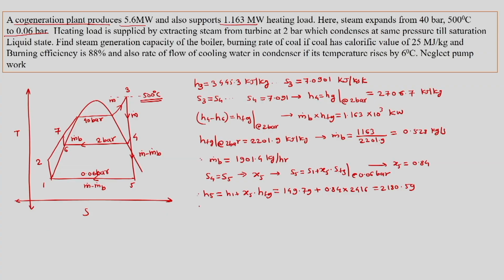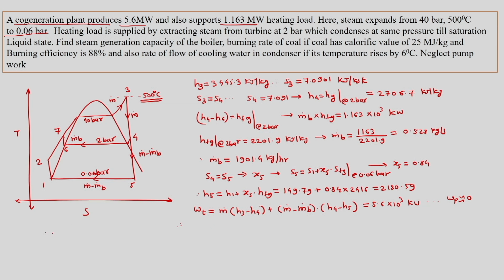Now we can find the turbine work, since turbine work is equal to m dot into H3 minus H4, plus m dot minus m dot b into H4 minus H5. The turbine work is known to us as 5.6 into 10 to the power 3 kilowatt. Here we are neglecting Wp and taking it as close to 0.